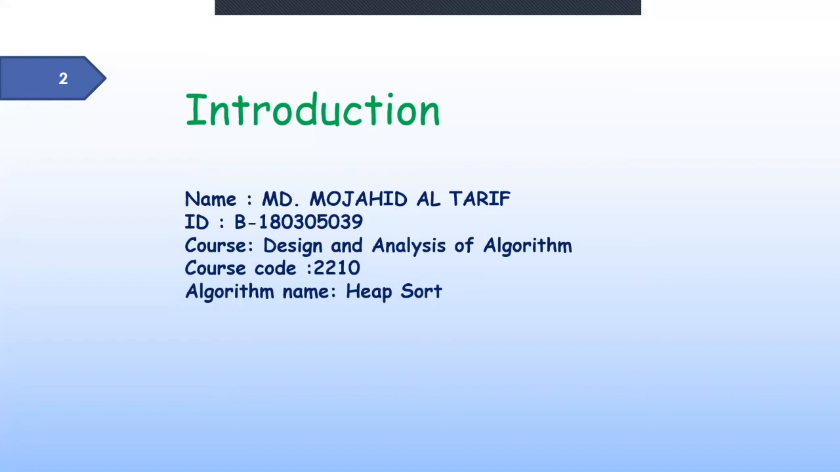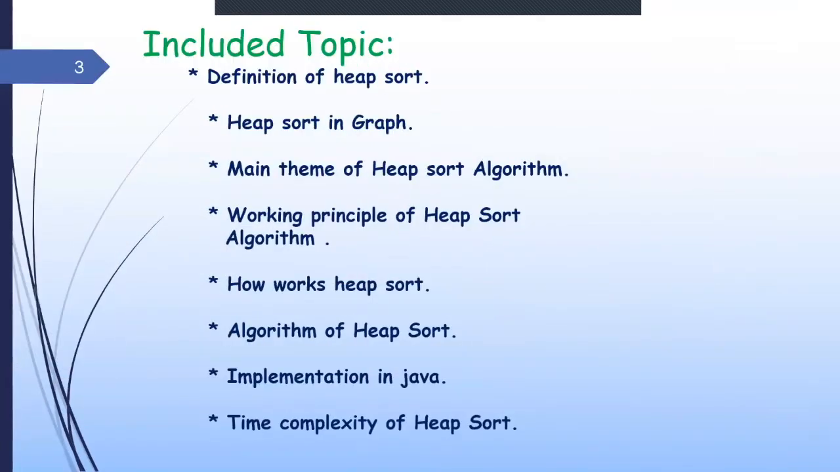Course: Design and Analysis of Algorithm. Course code 2210. Algorithm name: HeapSort. Included topics: definition of HeapSort, heap in graph, main theme of HeapSort algorithm, working principle of HeapSort algorithm, how HeapSort works, algorithm of HeapSort, implementation in Java, and time complexity of HeapSort.